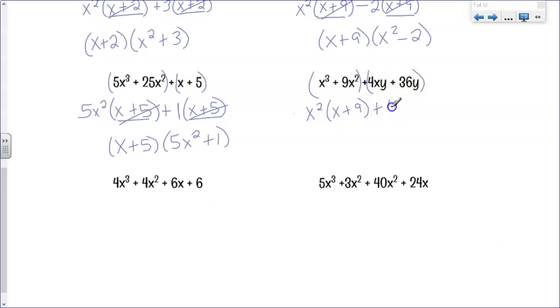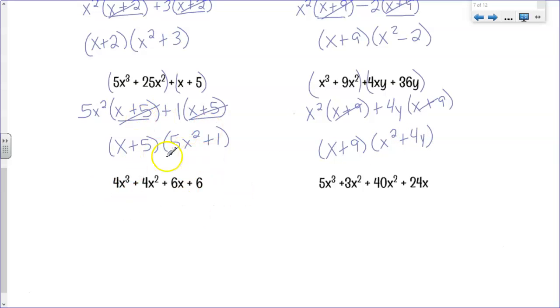4 and 36 will give me 4. This has an x, that doesn't have an x. This has a y, that has a y, so I can take out a y. So the 4's cancel, the y's cancel, leaves me an x when I divide there. 4 going into 36 is 9 times, and there's no y. This will give you a hint on how this one should look because they should look the same. Okay, so we're going to have x plus 9, and that leaves me x squared plus 4y.